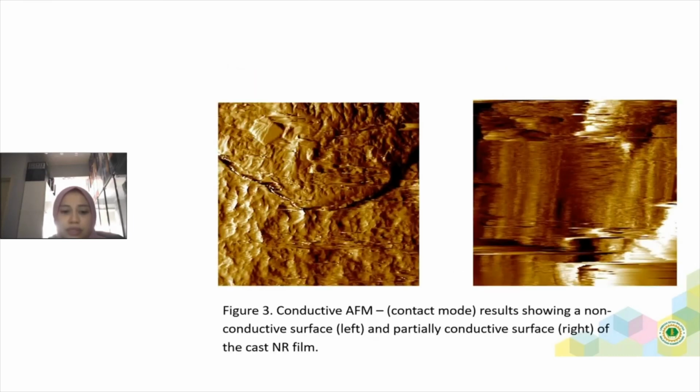Okay, this is the conductive AFM using the contact mode. You can see it's quite clear on the left, but on the right, the conductive one is not that clear. You can see the difference between these two structures, where the white patches illustrate the conductive side of the film.